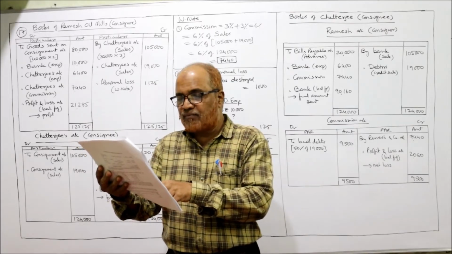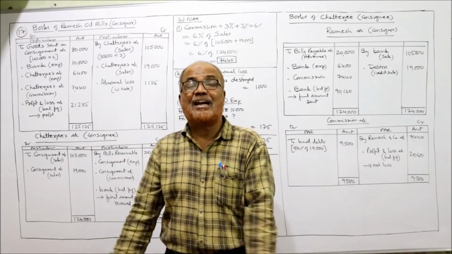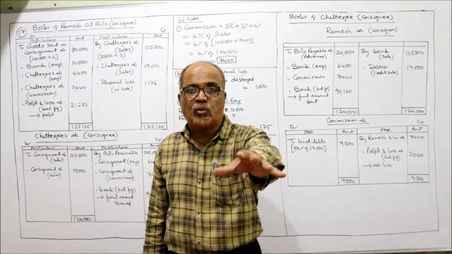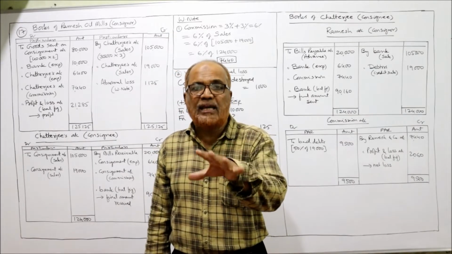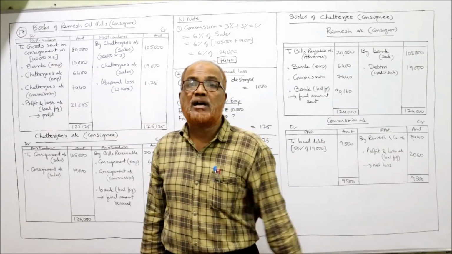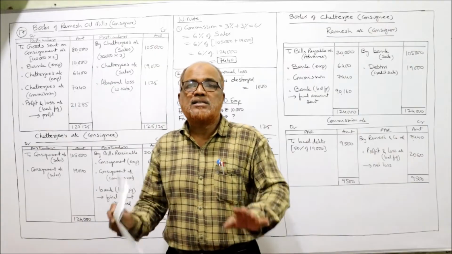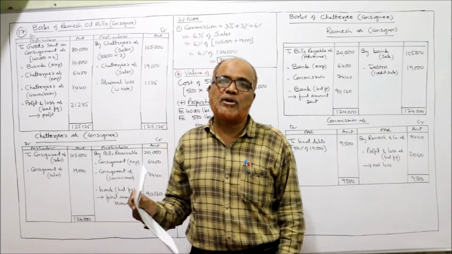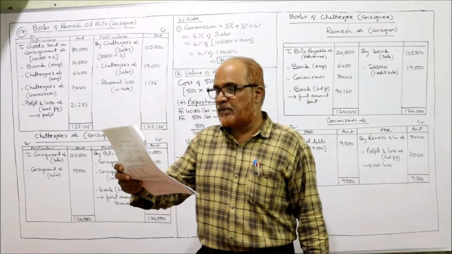N. Chatterjee charged a commission of 3% plus 3% del credere commission. So del credere commission is given by the consignor to consignee. That means if any bad debts arise, then the bad debt loss must be borne by the consignee himself. The consignor will not bear the bad debt losses because he is giving del credere commission. So 3 plus 3, 6% commission.